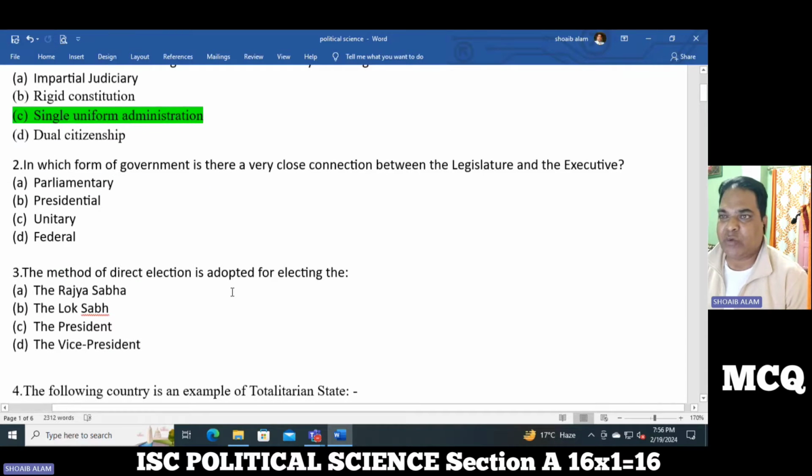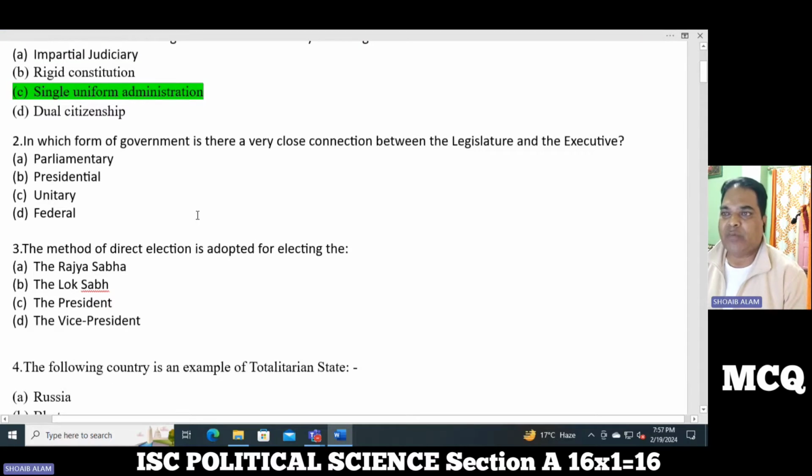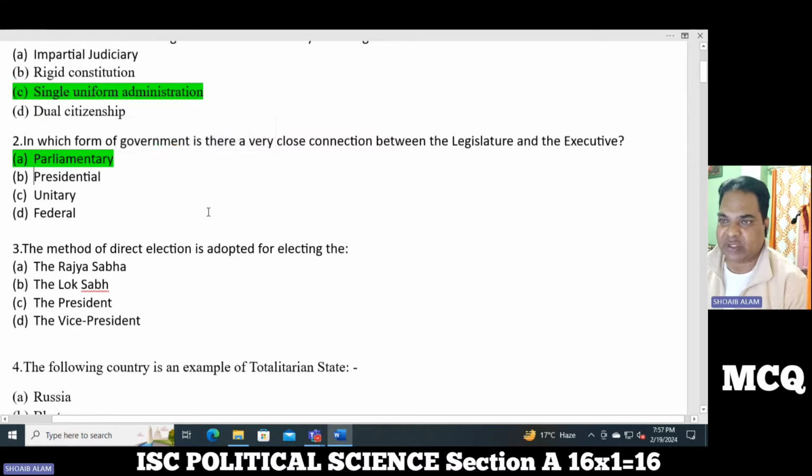Now let us move on to number 2. In which form of government is there a very close connection between the legislature and executive? Parliamentary, presidential, unitary, and federal. There is a very good relation in the parliamentary form of government. So A is the correct answer.